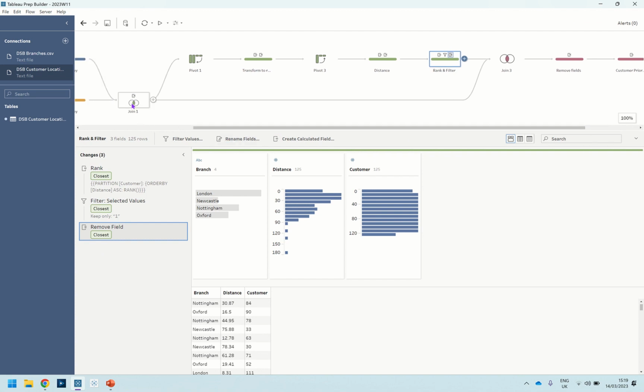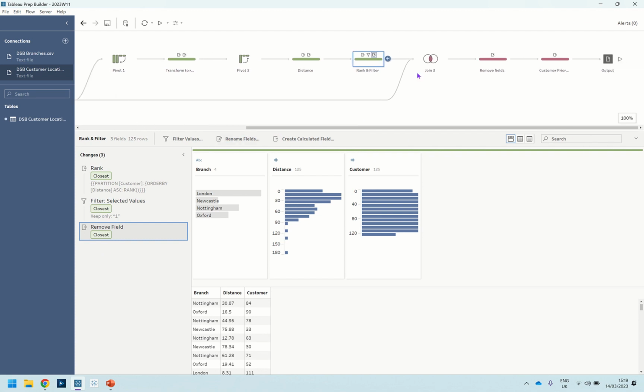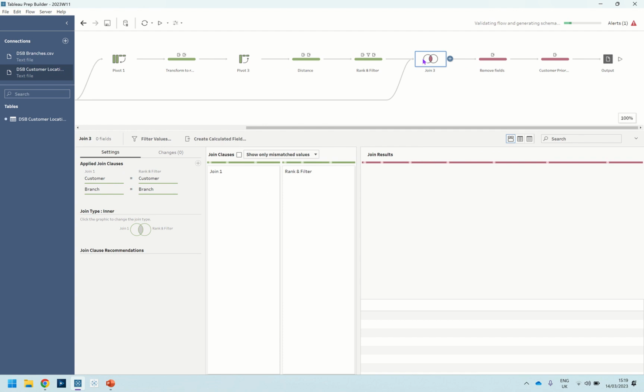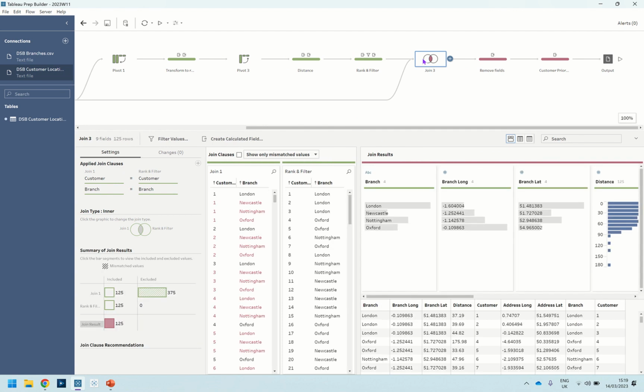I join it back onto the data before we pivoted it so that we keep those latitude and longitude of the customer and branches. Maybe at some point we want to do some visualizations with this data, so we want to keep in the latitude and the longitude for the branch and the customer. And we're making sure to join on both customer and branch here so that we don't get those branches which we don't want to associate with the customers that are too far away from it.